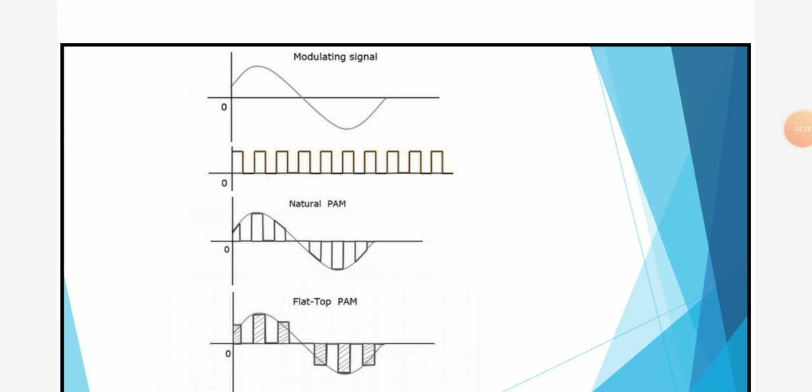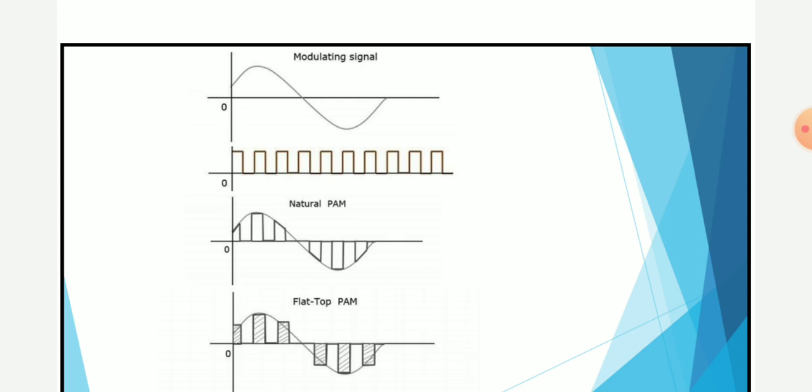Here we can see the model waveform to implement pulse amplitude modulation. The first figure indicates the modulating signal, which is a continuous signal, and the second one is the carrier signal, which is a pulsated signal. If we implement pulse amplitude modulation for these two, the message signal and the carrier signal, we obtain a PAM signal, which is shown in the third figure. Here the envelope of the PAM output is the same as the envelope of the message signal, so it is also called a natural pulse amplitude modulated wave.